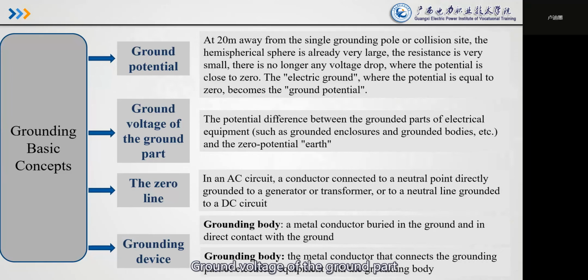Ground voltage of the grounded part: the potential difference between the grounded part of electrical equipment and the zero potential earth. The neutral line: in an AC circuit, a conductor connected to a neutral point directly grounded of a generator or transformer, or to a neutral line grounded in a DC circuit.